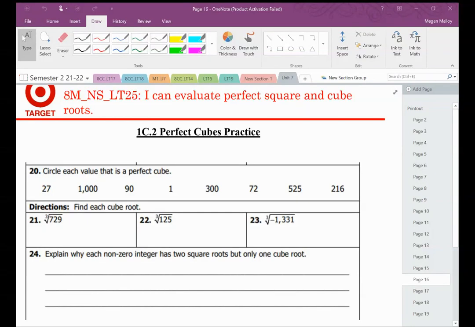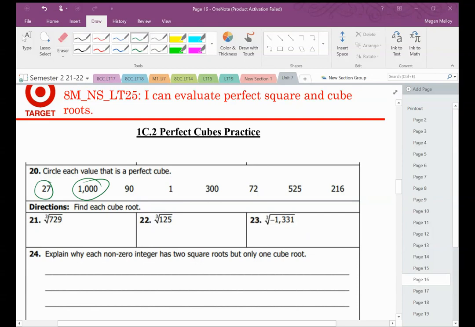All right, so looking at number 20, it said circle each value that is a perfect cube. So again, we're looking for a number that has three of the same factors that, when multiplied by itself, gives us the value that we have. So 27, I can get by doing 3 times 3 times 3. 3 times 3 is 9, 9 times 3 is 27. 1,000 has three zeros and a 1. That's kind of my clue that that's going to be 10 cubed.